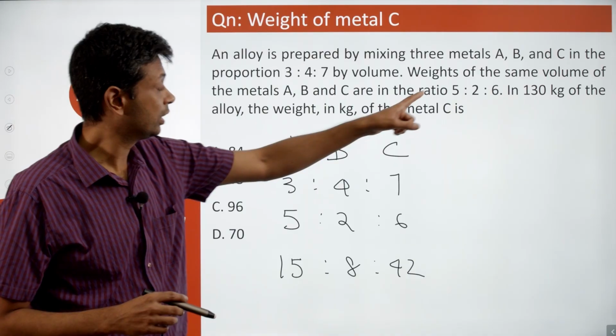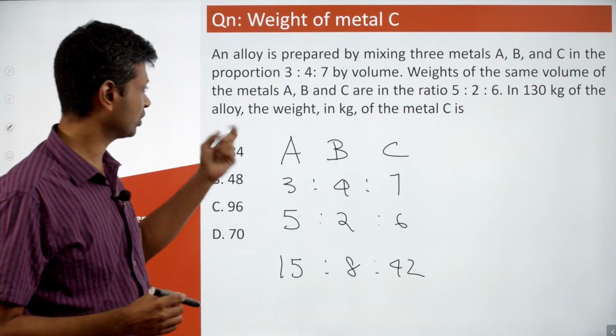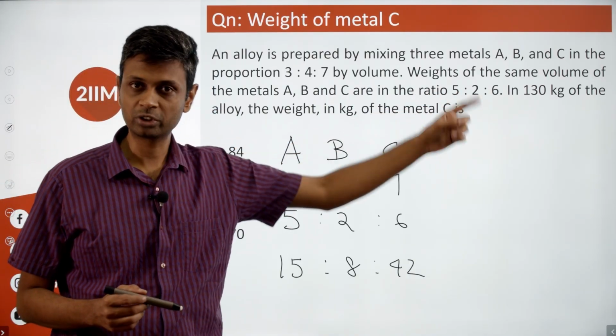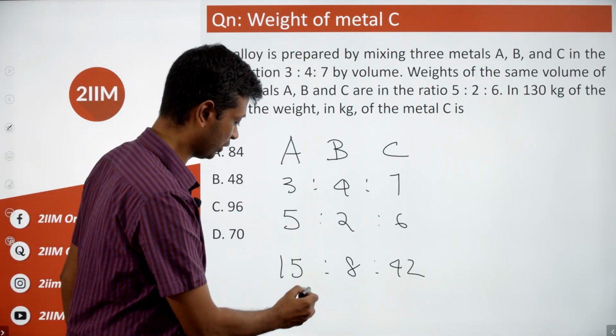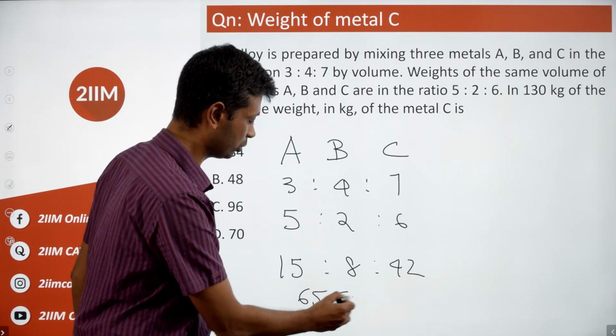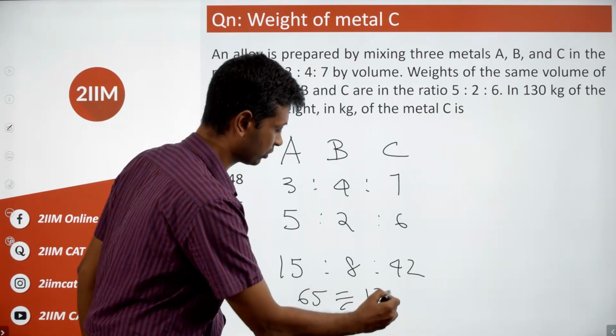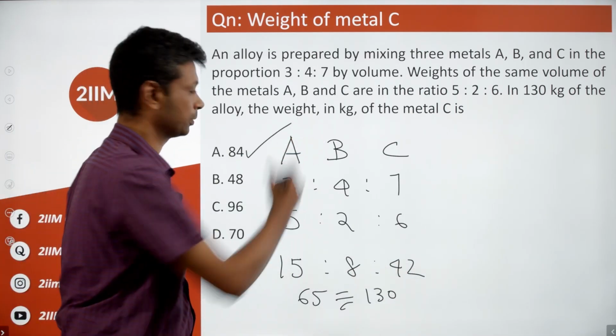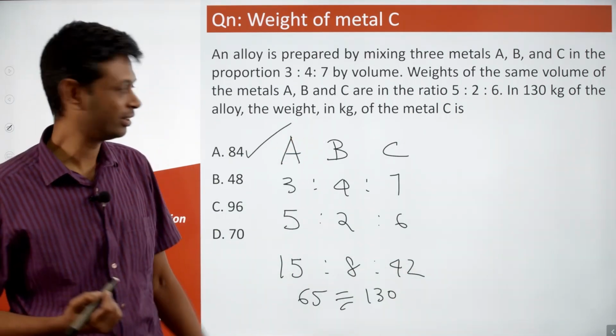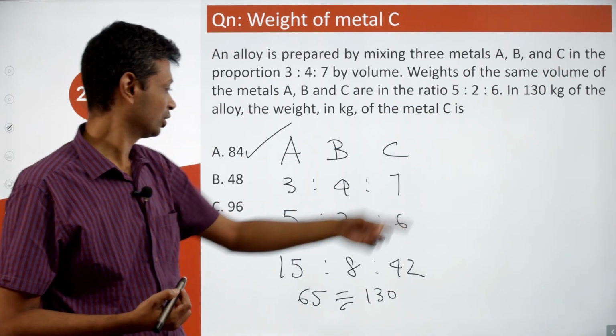The question here is 130 kilograms of the alloy. The weight in kilogram of the metal C is, so 15:8:42. Add all three up. This is 65 units. So 65 units corresponds to 130 kilograms. This is lovely, into 2. 42 units should correspond to 84 kilograms. Luckily, the numbers just fall in place. 65 units is 130. So 42 units will be 84 kilograms.